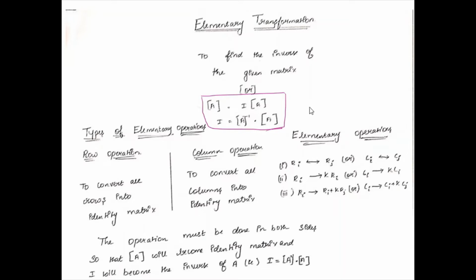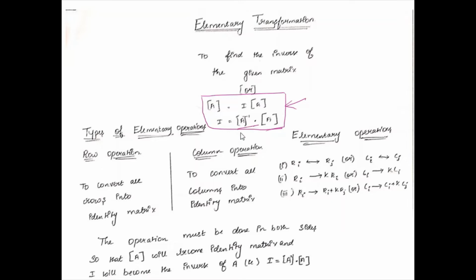You may already know that anything multiplied with I is the same value. Therefore A is equal to I into A. Here A is a matrix and I is the identity matrix. When A is multiplied with I, it gives us A. And when we shift the A to that side, it becomes A inverse. Therefore, I is equal to A inverse of A. Our ultimate aim is to find the A inverse.